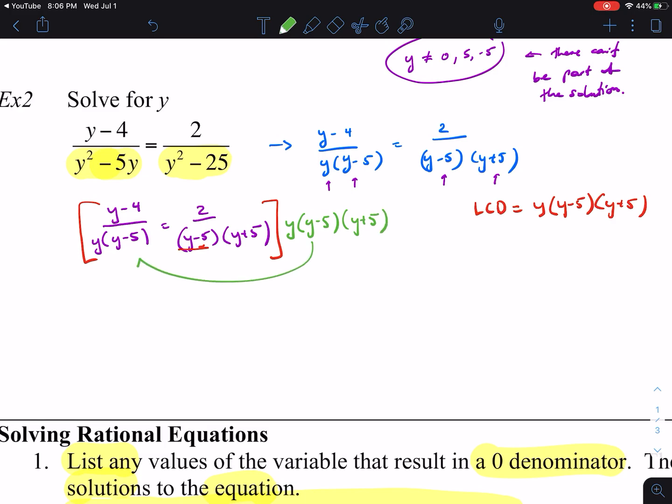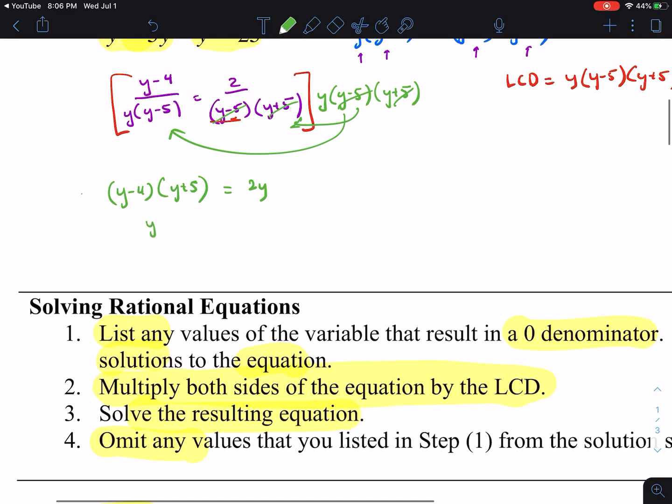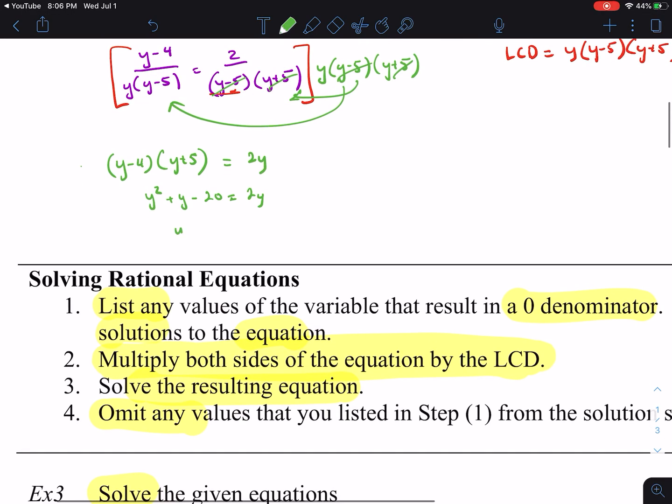When we distribute this to each side, the denominators are going to cancel out. The first one is y minus 4 times y plus 5 remaining, equals. The second one, the y minus 5 and y plus 5 cancel out, so we get 2y. Then we can simplify this left hand side: 5 plus y minus 20. We subtract 2y to the left, and then we factor. Okay, we solve.